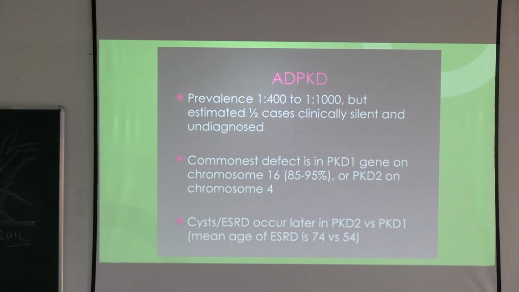Okay, cyst or ESRD, that means end stage renal disease, occurs later in PKD2 versus PKD1. So the mean age of end stage renal disease is 74 years in PKD2, or polycystic kidney disease 2, and 54 years in PKD1. That is not so important, but what you have to remember is that autosomal dominant polycystic kidney disease is contributed to by the genetic defect of two genes, more commonly PKD1 on chromosome 16 and less commonly PKD2 on chromosome 4. Okay.